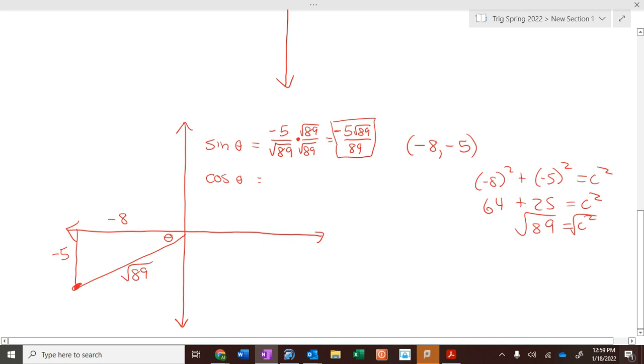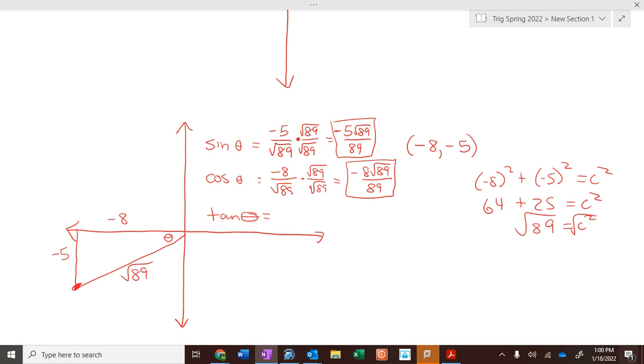Cosine of theta. What do you think we got? -8 over the square root of 89, which, if we multiply top and bottom by the square root of 89, is -8 square root of 89 over 89. Tangent of theta. -5 over -8. What's a negative divided by negative? So we just go 5/8.